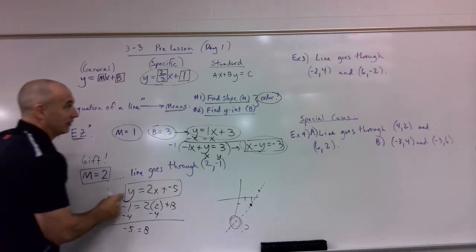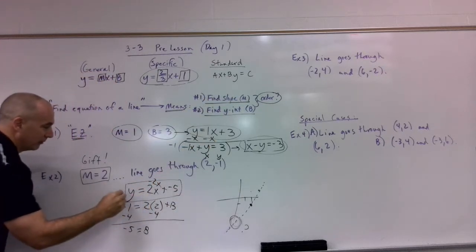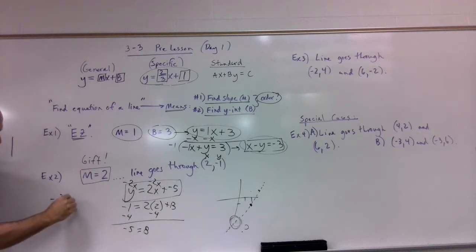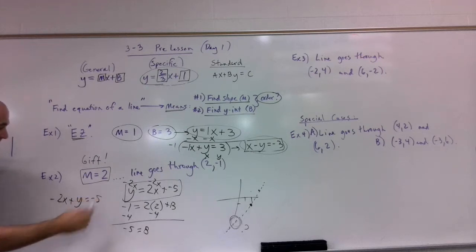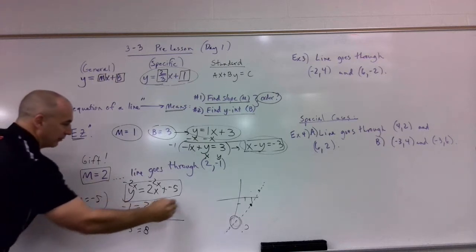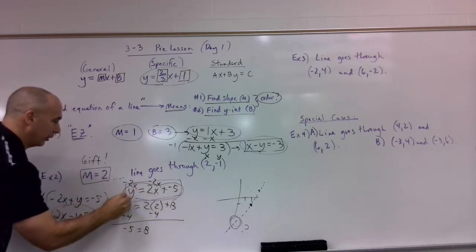If they ask me to put it in standard form, I got to be ready to move stuff around. So I'm going to subtract 2x from both sides. I get -2x plus y equals -5. Again, I can't have a negative here, so I'm just going to multiply everything by -1. 2x minus y equals +5. There's the standard form answer. There's the point slope answer right here.